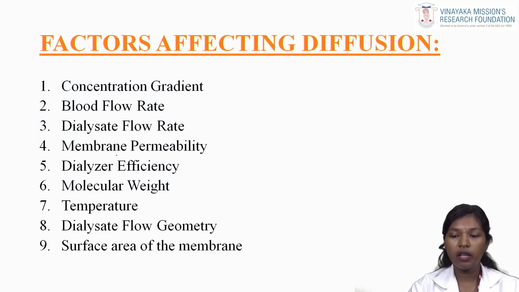Next, factors affecting diffusion. Here are nine important factors which affect diffusion. First, concentration gradient. Second, blood flow rate. Third, dialysate flow rate, membrane permeability, dialyzer efficiency, molecular weight, temperature, dialysate flow geometry, and surface area of the membrane.